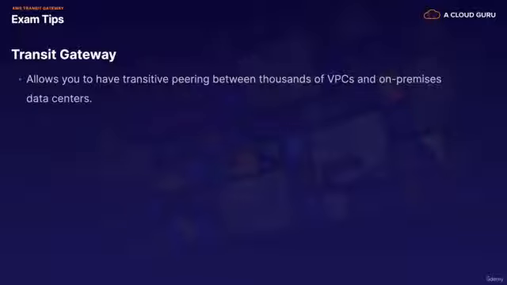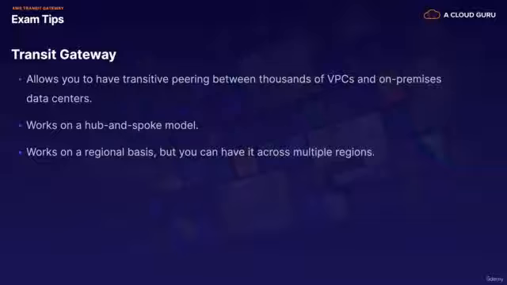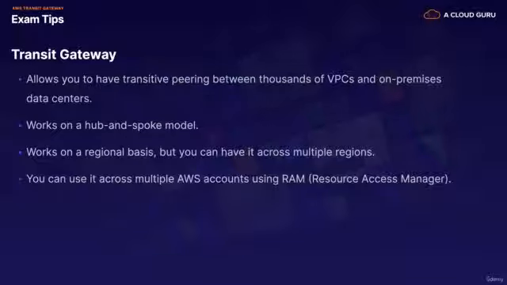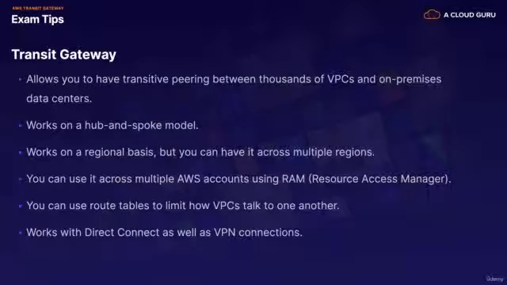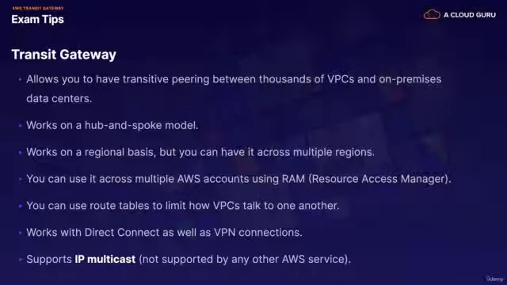So really all you need to do going into the exam is understand what Transit Gateway is. It allows you to have transitive peering between thousands of VPCs and on-premise data centers. It works on a hub and spoke model. It works on a regional basis, but you can have it across multiple regions, and you can use it across multiple AWS accounts using Resource Access Manager, and we will cover what RAM is later on in the course. And you can use route tables to limit how VPCs talk to each other inside Transit Gateway, and it also works with Direct Connect as well as VPN connections. And then finally, it supports IP multicast, and that's not actually supported by any other AWS service.